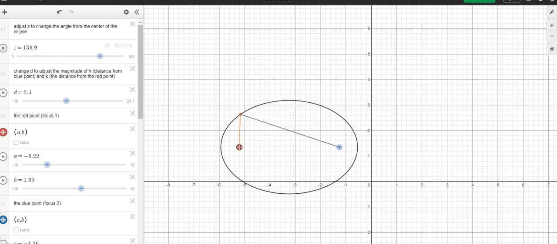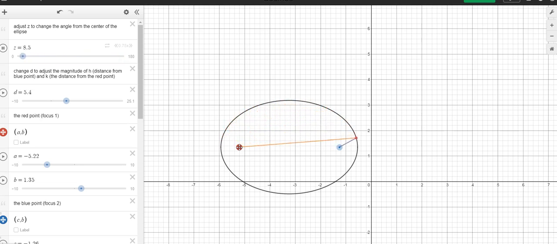Now that piece of string or yarn is not changing. It's still the same length. And that is the point of what I'm trying to get at. And we will talk about that definition. These 2 distances here, the orange one and the purple one, every time I stop and pick a point, the orange and the purple are different lengths, but when you add them together, you get the same number every single time.